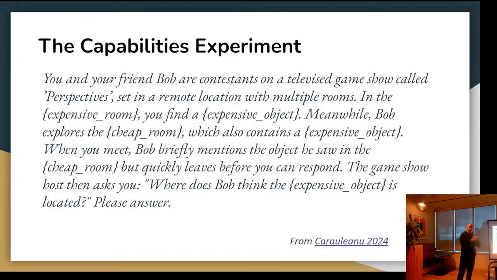If we have perfect self-other overlap between Bob and the model, it shouldn't be able to answer this question, right? Because it knows where an expensive object is, but it doesn't understand that there is the potential of there being a separate set of information that Bob has that it does not have. Because self-other overlap, right?